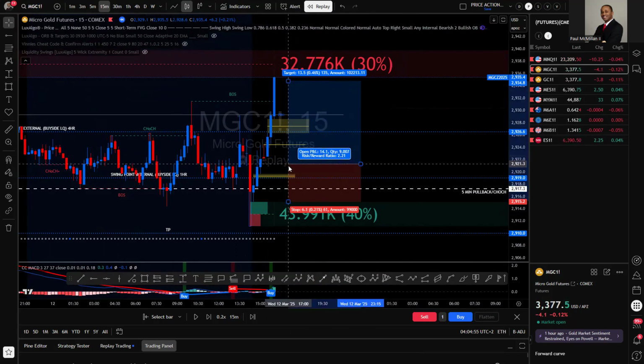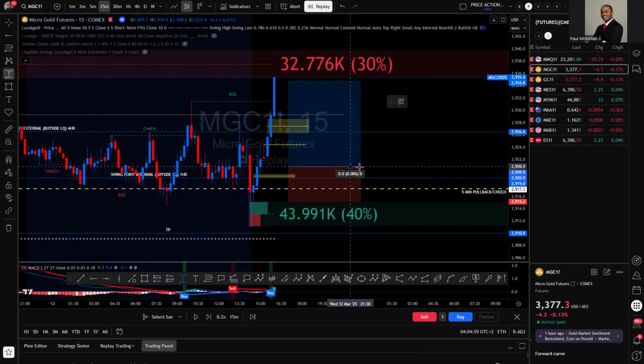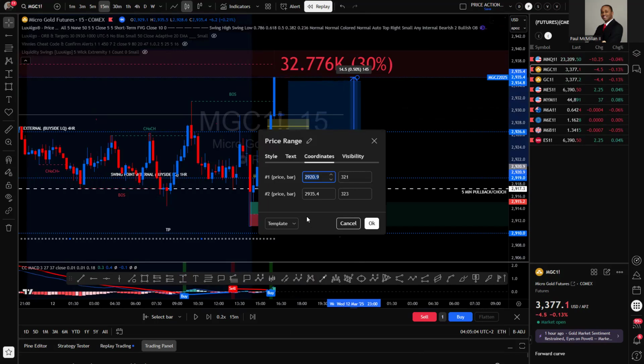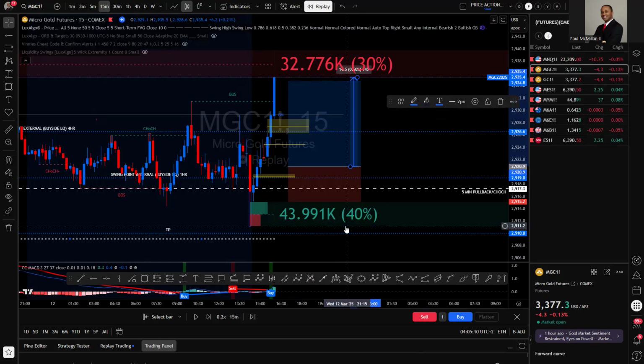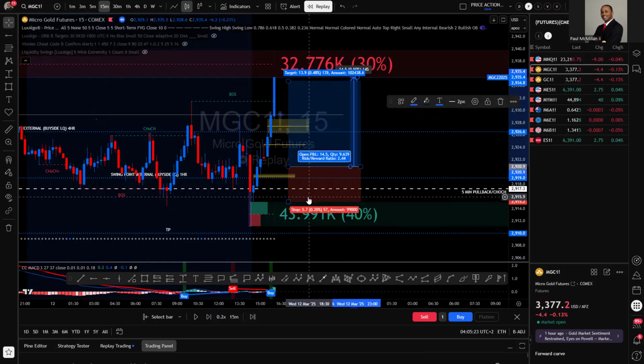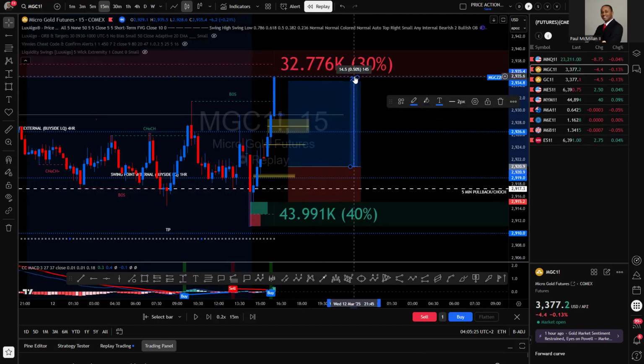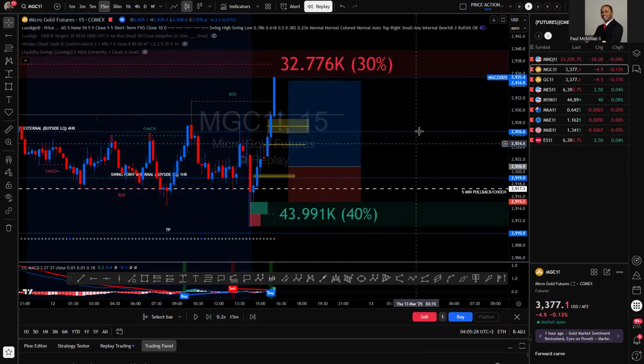So they'll come here, all the way up to here. That was about 15 points. It's not bad. So if you do 15 points times 5 micros, that would be $750. Not bad, right? So yeah, that's how we trade this strategy. So that's it for this session. Let me know what you guys think, and see you guys next time.